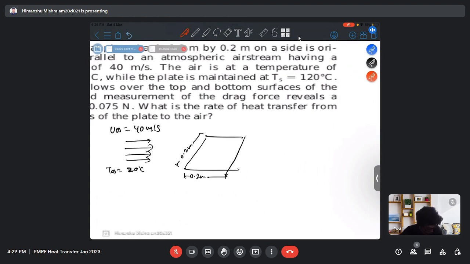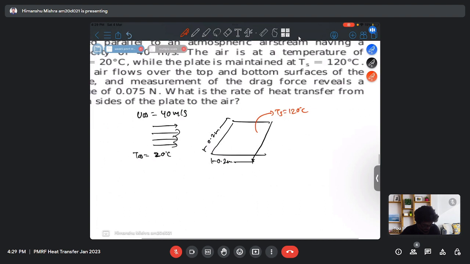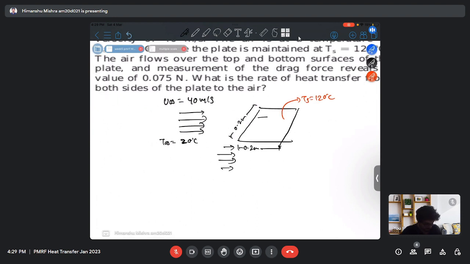And yeah, my surface temperature is 120 degrees Celsius, and we need to define the heat transfer. So there will be an airflow at the top as well as at the bottom. So there will be heat transfer from the top surface to air, and the same amount of heat transfer from the bottom surface to air also.